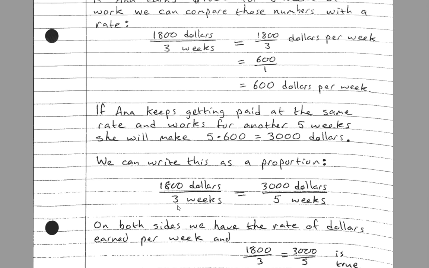All right, so the point is, why are these equal? Well, she's getting paid at the same rate, so her weekly pay is the same. So these quantities are equal. Both of these simplify to $600 per week.